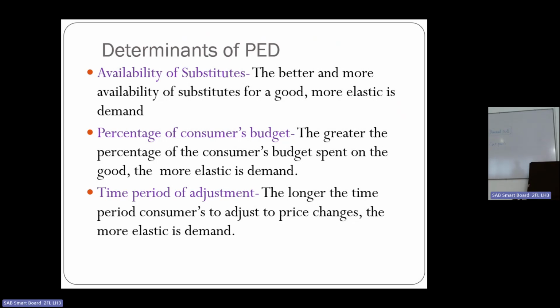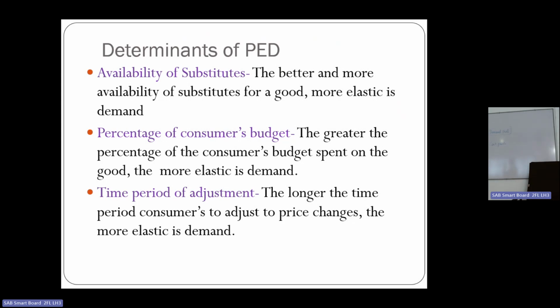Very important. You spend a large amount of income as expenditure on a particular product. So when the price of that product changes, what happens? There is a significant impact on the income. So if we have a large amount allocated, that means demand is elastic. If we allocate a smaller amount, it's not significant compared with your revenue, so it will be inelastic.